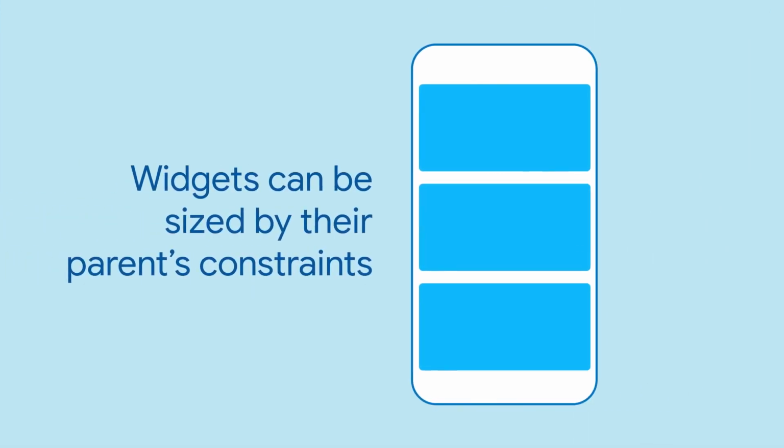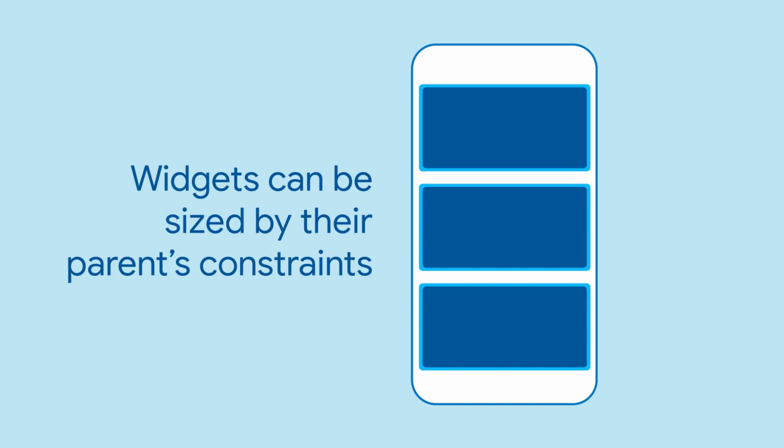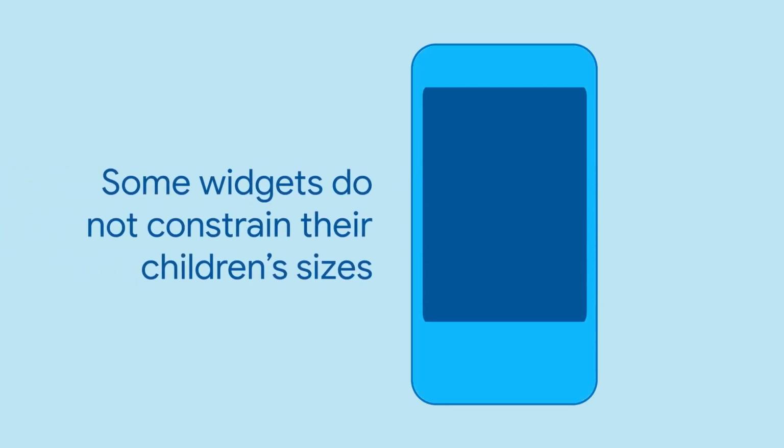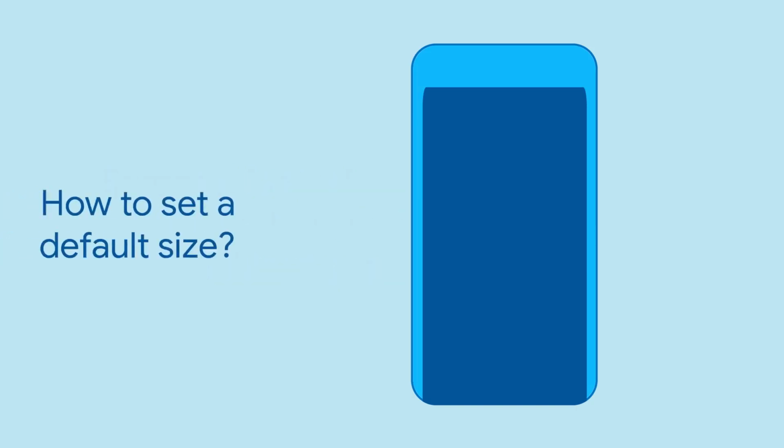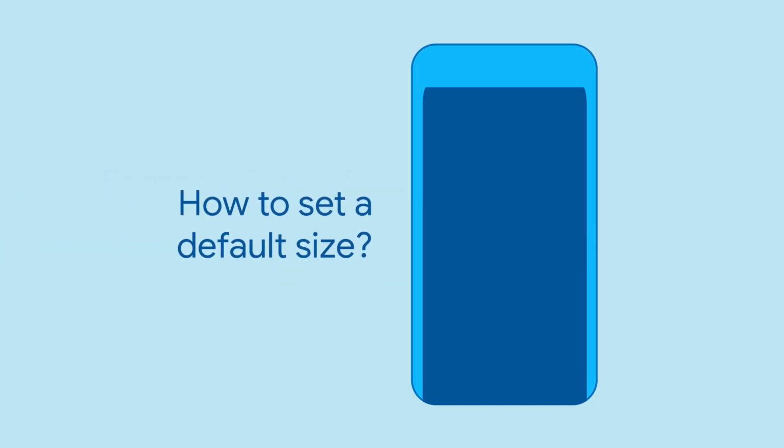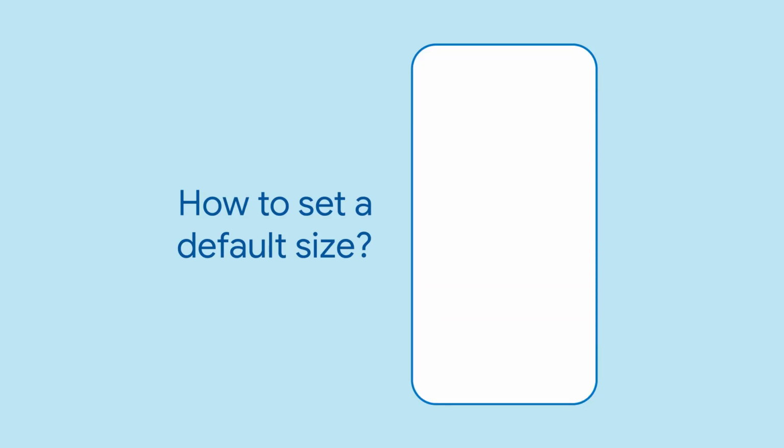Some widgets set their size according to constraints defined by their parents. But widgets such as list view, row, or column don't place bounds on their children's sizes. How do you impose a default size on a widget that's dependent on its parents' constraints when they don't exist?